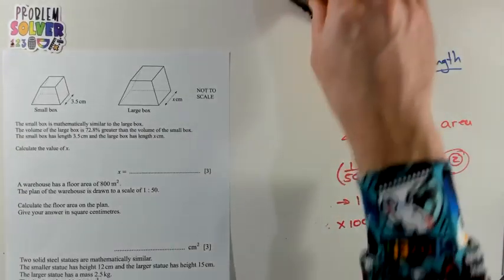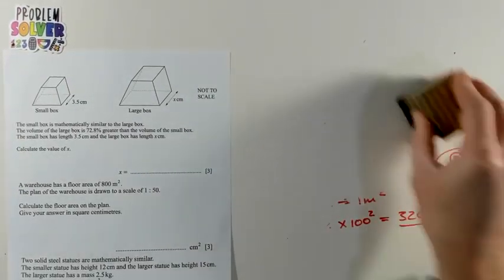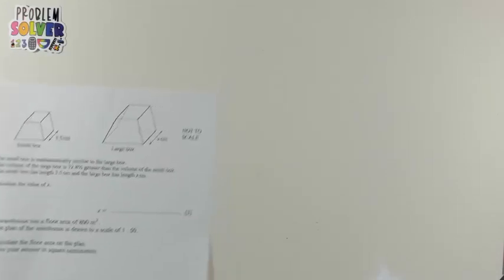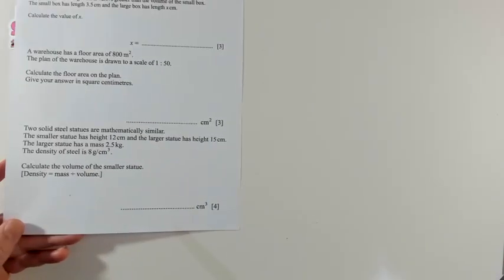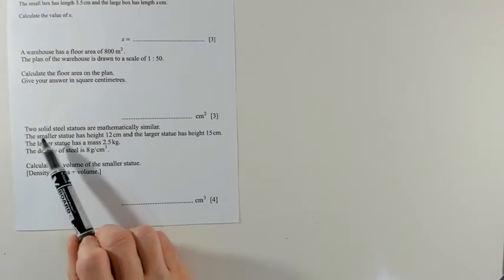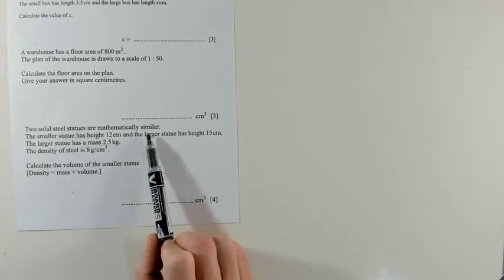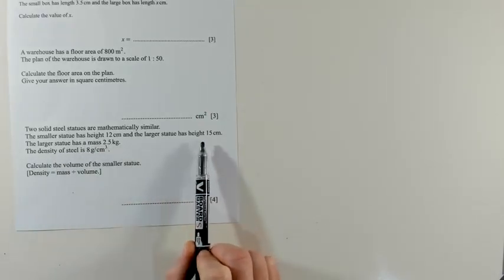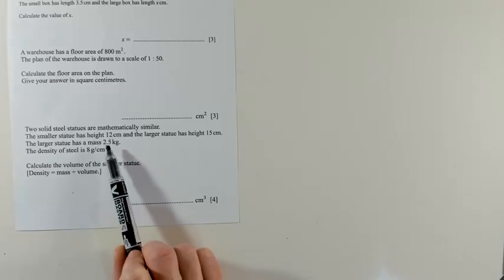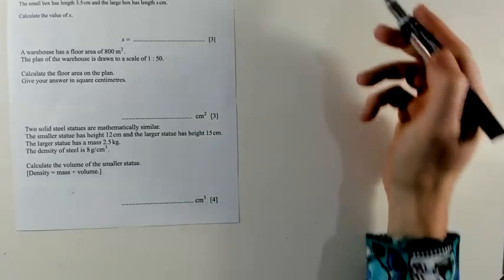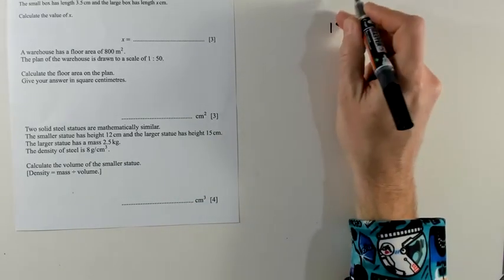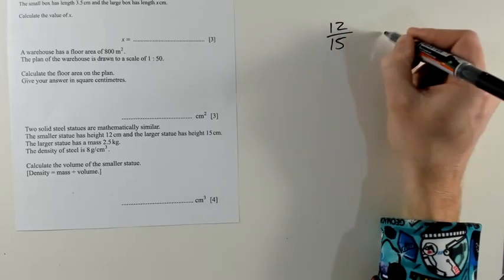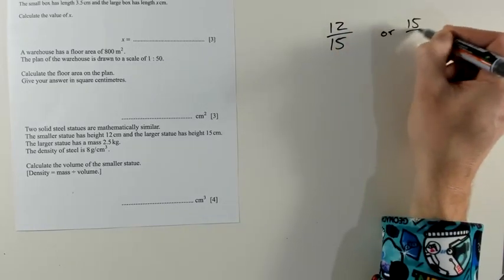Okay, for the last one, let's just rub this out. This one has some extra reading inside, so let's go into this. It says 2 solid steel statues are mathematically similar. The smaller statue has a height of 12 and the larger one has a height of 15. Because they're giving us the 2 lengths already, I know the scale factor, or the multiplier, is going to be 12 over 15. Or it can be 15 over 12, depending.